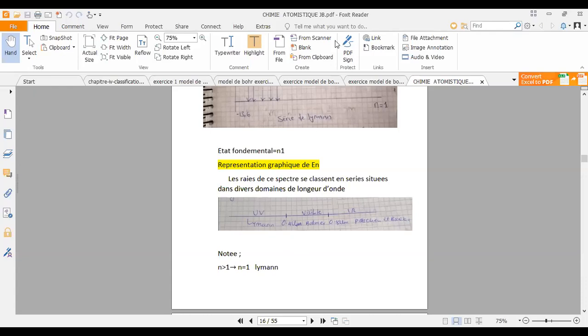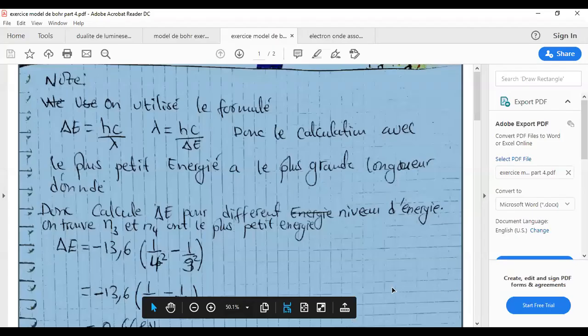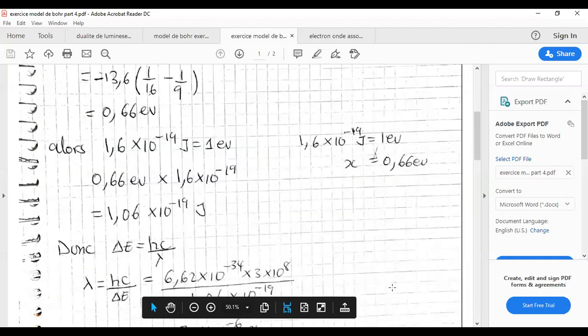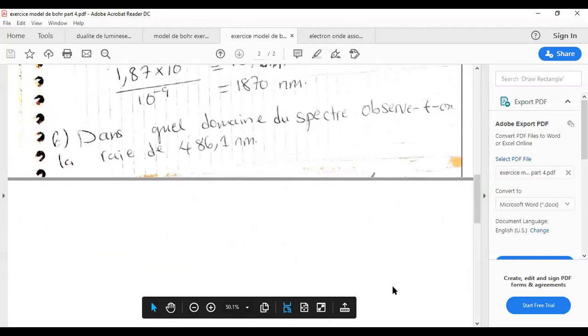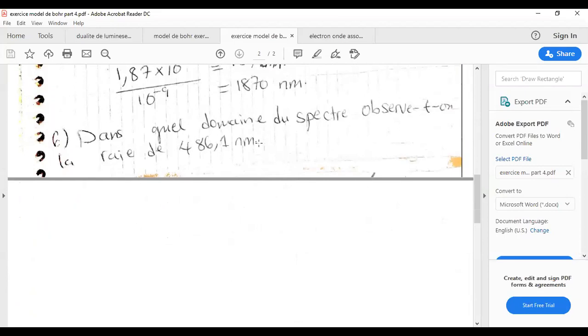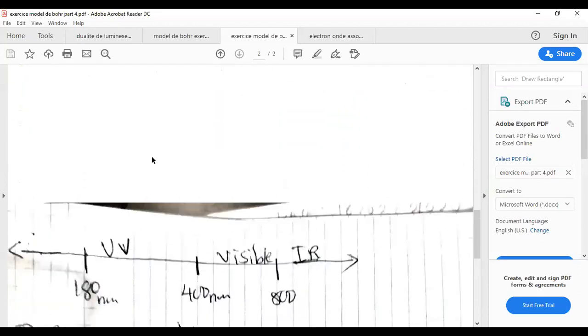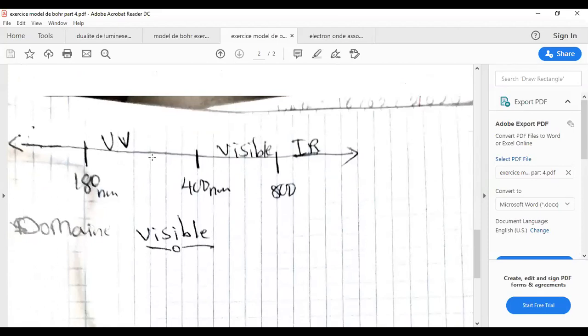Someone was asking a question. What was the question? I was asking, how did you know that it was visible? Did you get the range from the answer we found? So how I knew that it was visible: can you see my screen? Yes. They asked me, in which domain do I find this ray, 486.1 nanometer? So you have to know this diagram. That's why I was saying you should know how to change from micrometer to nanometer.